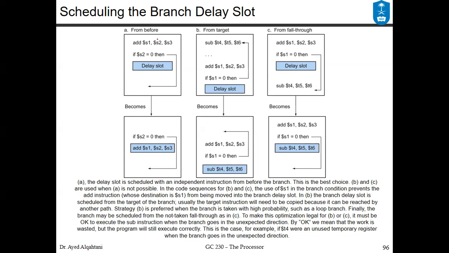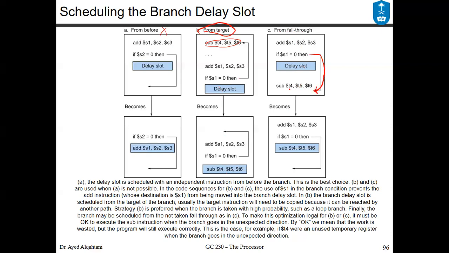If you can't get an independent instruction and put it in the delay slot, then you have two other options. Either you get an instruction from the target. So if there is a branch and you go backward, then you get this one and put it in the delay slot.